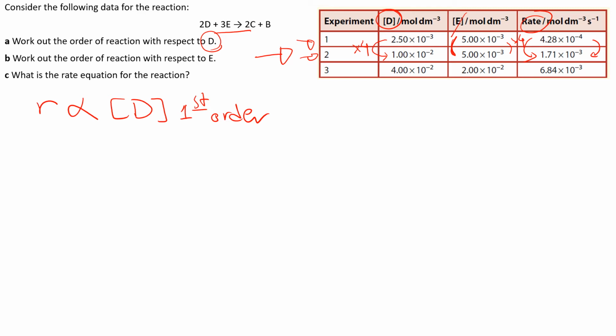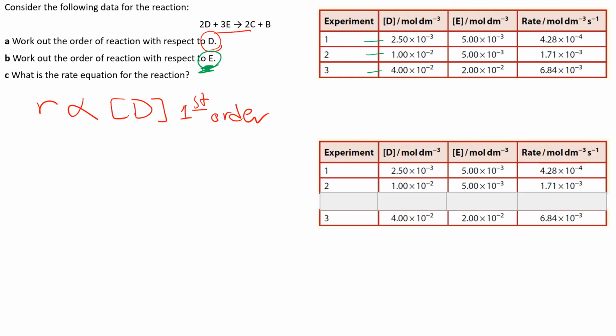For the next point, we have to work out the order of reaction with respect to E. We will do the same thing. We have to choose two experiments where E is changing and D is constant or fixed. But we do not have experiments where D is fixed. So what we will do is a bit tricky, but it's not that difficult. We will introduce another experiment. We will predict another experiment.